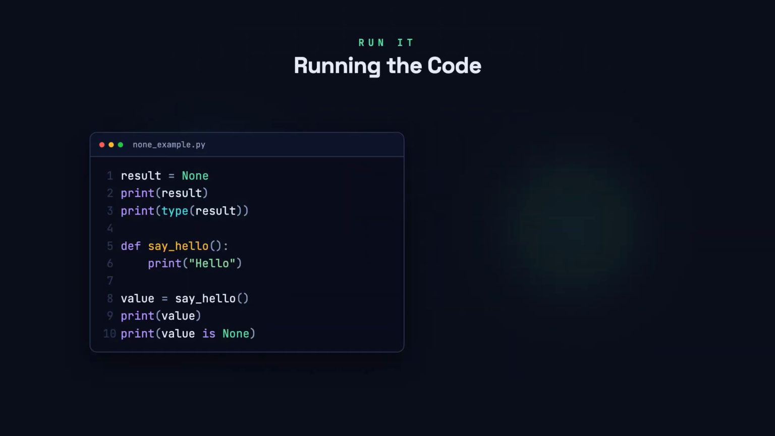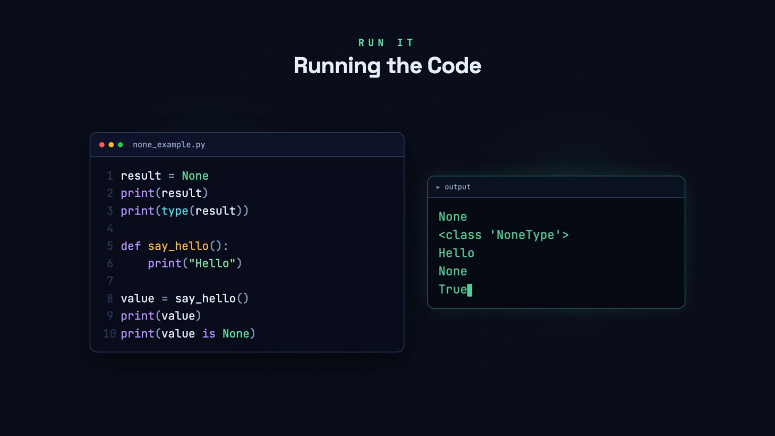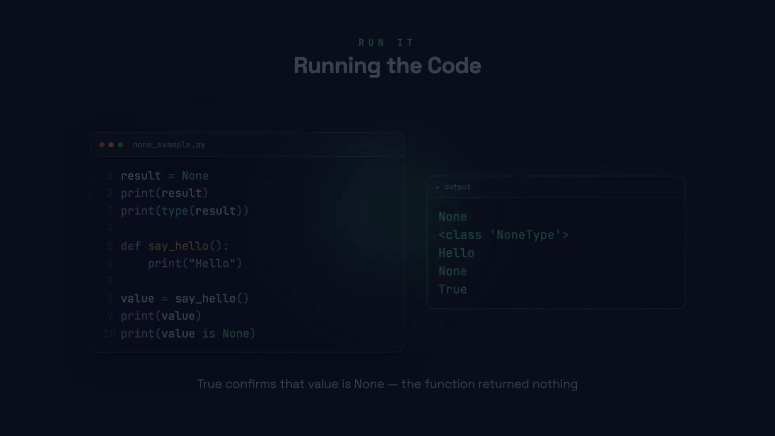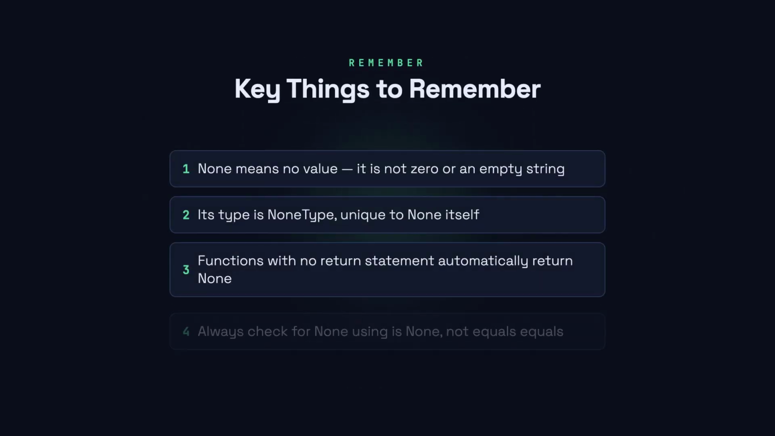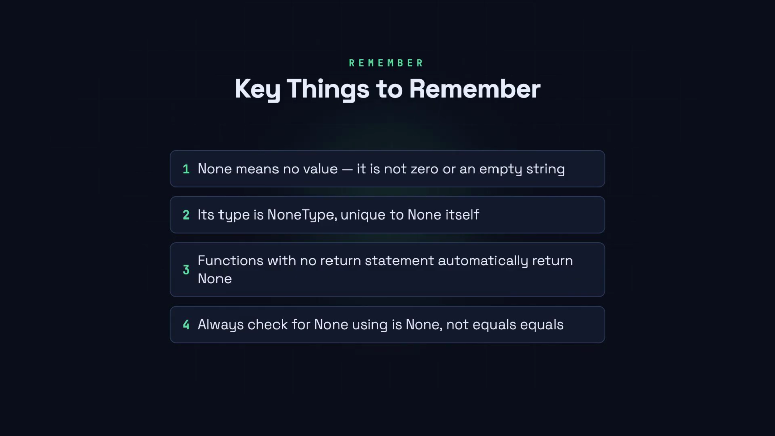Running the program prints None and NoneType for our variable, then hello from the function, followed by None and True, confirming that a function without a return statement gives back None. Remember, None is Python's way of saying nothing is here. Functions return it by default, and the right way to check for it is with is None.